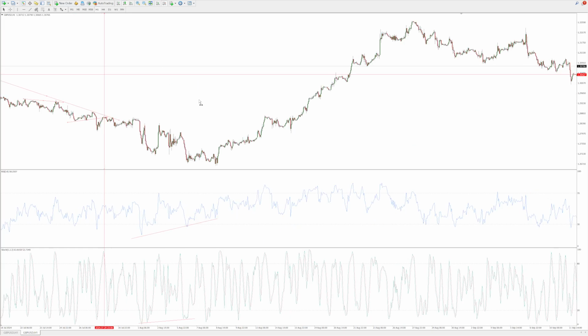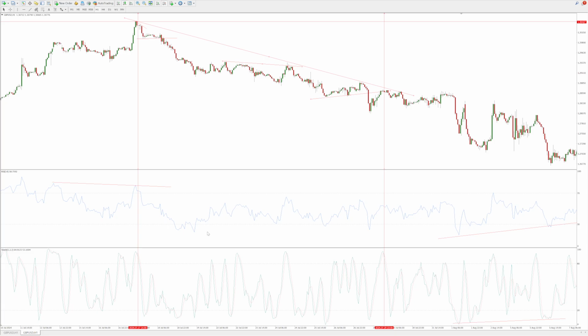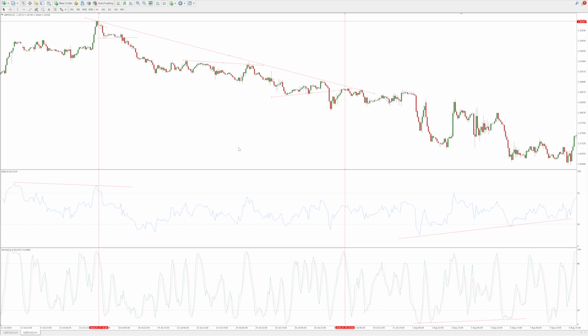And if you zoom out, you can see if you're trying to get in here, you probably are late to the party. You had ample opportunities before. Don't try and force a trade. You can use this strategy on any trading instrument, any time frame. But yeah, it's good to combine the RSI and stochastic signals with price action analysis, candlestick patterns, support and resistance. And of course, good money management.